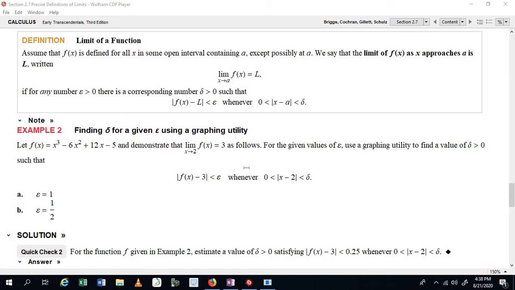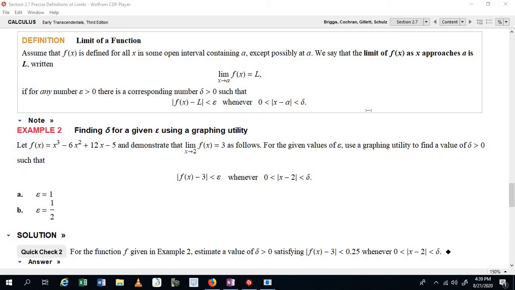Assume that f of x is defined for all x in some open interval containing a, except possibly at a. We say that the limit of f of x as x approaches a is equal to L if for any number epsilon greater than 0, there is a corresponding number delta greater than 0, such that the absolute value of f of x minus L is less than epsilon whenever the absolute value of x minus a is less than delta.